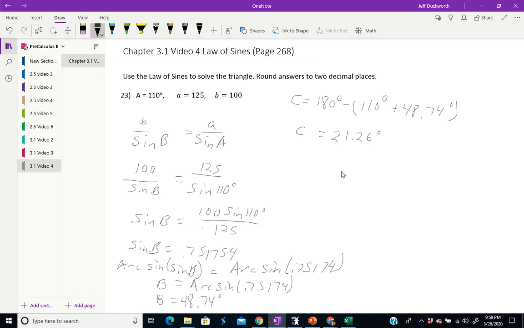Okay, so I'm not going to write the law again, but I now have capital C, and I have both A's. I'm going to use the A's as opposed to using the 48.74, which is an approximation. If you use that, it'll be fine. All right, so we have c over the sine of 21.26 is going to equal 125, which is our a, over the sine of 110.